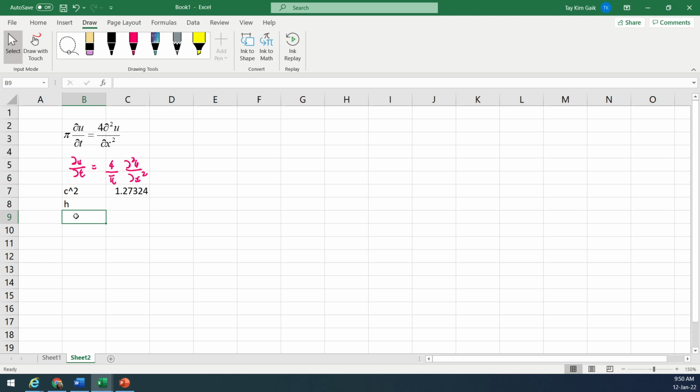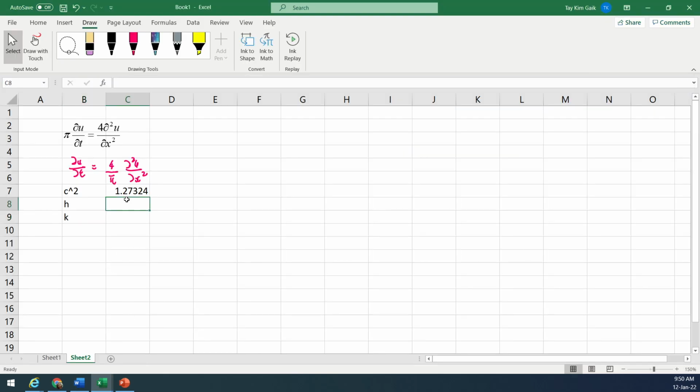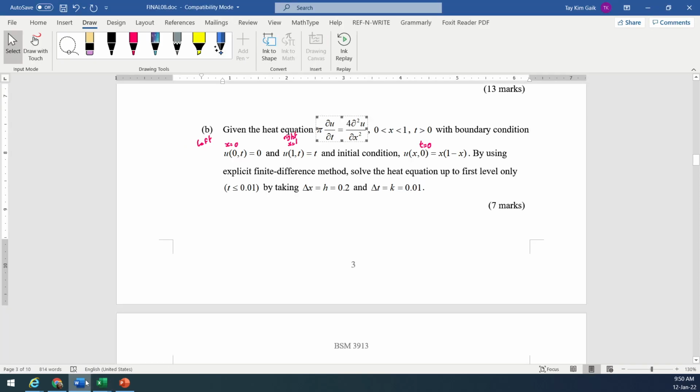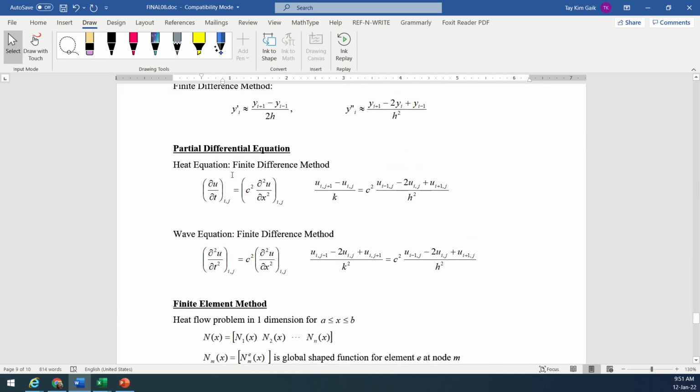Then h is 0.2 and k is 0.01. This is a heat equation. Approximate at the point (xi, tj) using the explicit finite difference method. Del u del t uses 2-point forward, so you get u(i,j+1) minus u(i,j), over k.